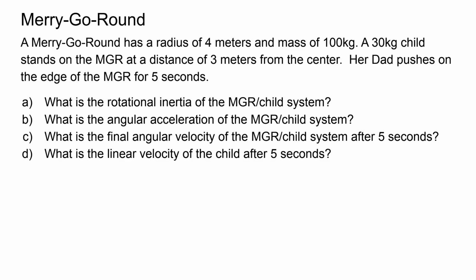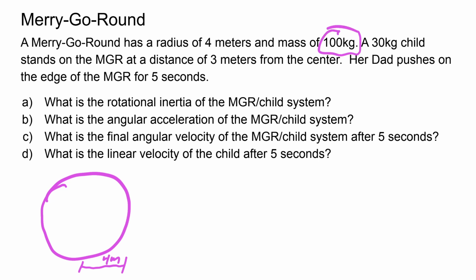Alright, so here's a problem. We're going to have a merry-go-round, and we're just going to set the radius of this merry-go-round to be 4 meters, and it has a mass of 100 kilograms. And then we're going to have a child standing not quite on the edge, but 3 meters from the center point.